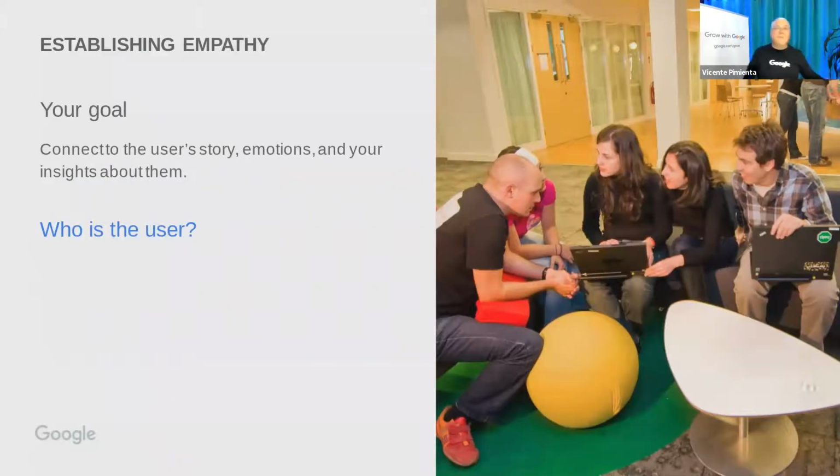The first step we saw in the process was establishing empathy. So empathy is the ability to understand and share the feeling of another person. If you want to focus on the user, our goal as we begin the design thinking process should be to first connect to someone's story, someone's insight or emotions. We must put ourselves in their shoes, so to speak, right?